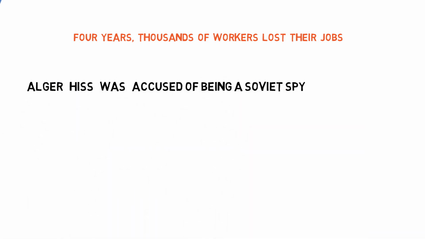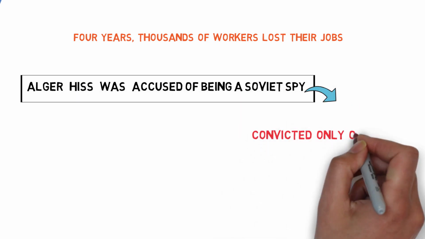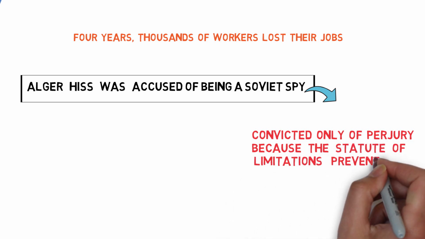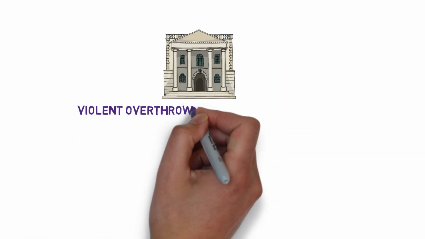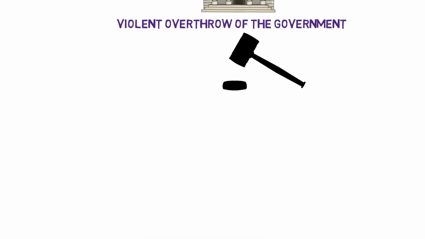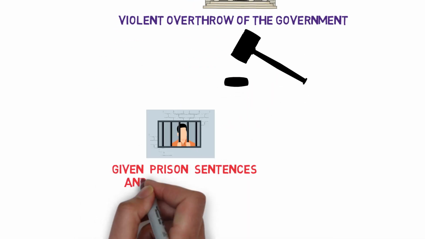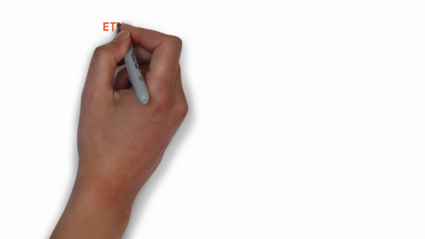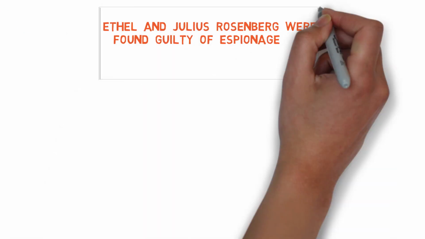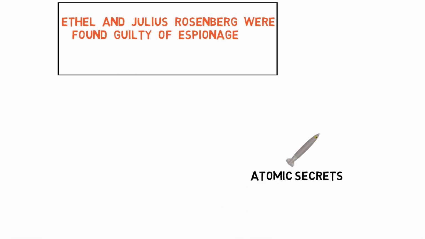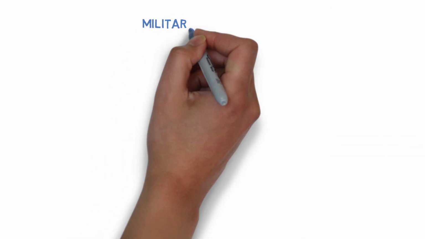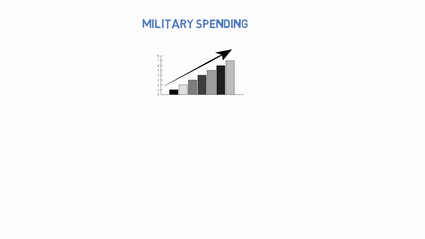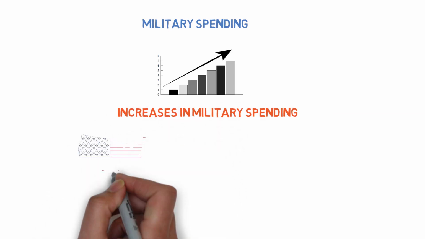Alger Hiss was accused of being a Soviet spy, but convicted only of perjury because the statute of limitations prevented a charge of treason. 11 officials of the Communist Party were charged with advocating the violent overthrow of the government, found guilty by a jury, and given prison sentences and heavy fines. Ethel and Julius Rosenberg were found guilty of espionage for conspiring to transmit atomic secrets to the Soviet Union and executed.